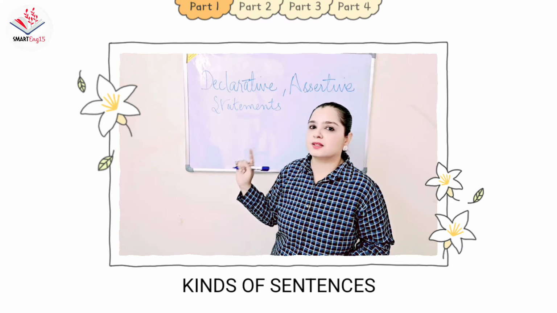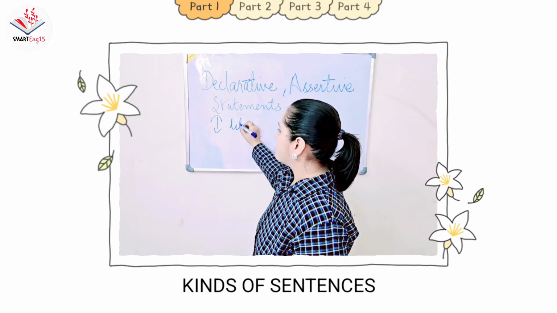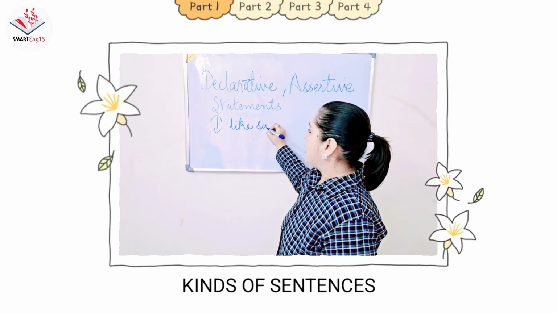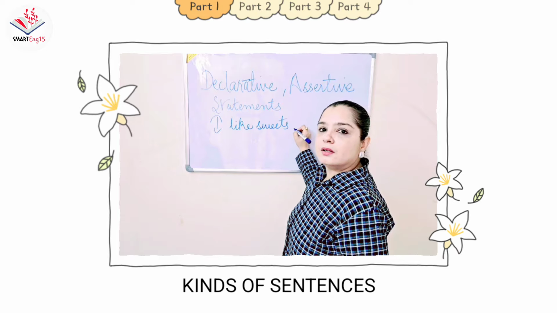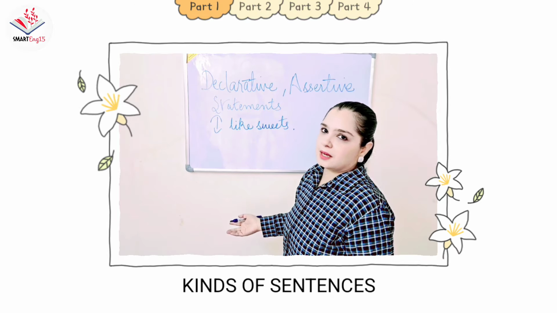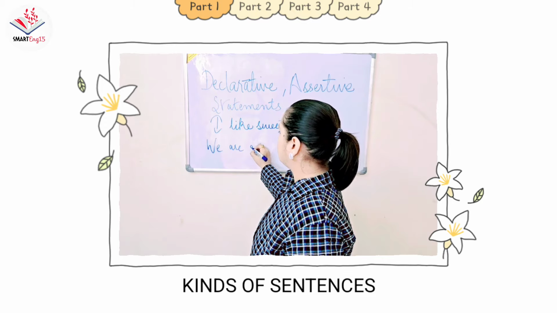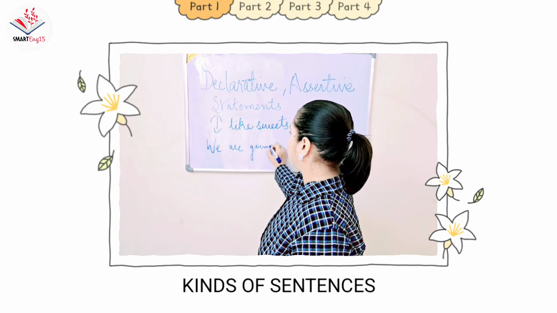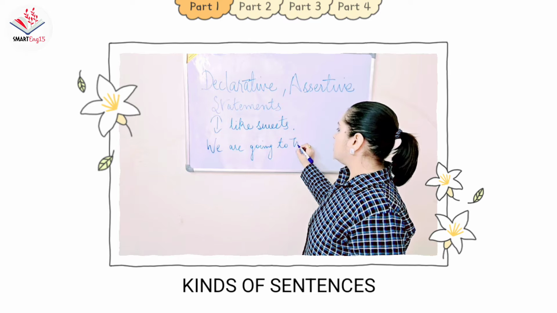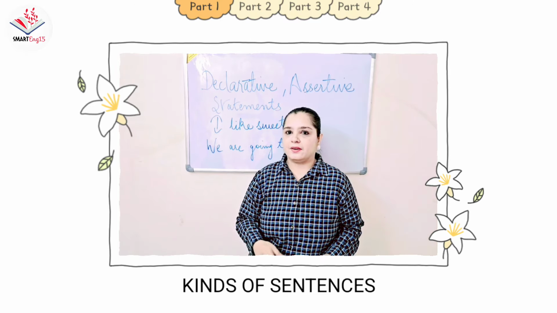So let's take some examples like I like sweets, and it will always end with a full stop, right? I like sweets. It's a simple statement sentence. We are going to trip. This is again a statement, a simple sentence. We call it declarative sentence.